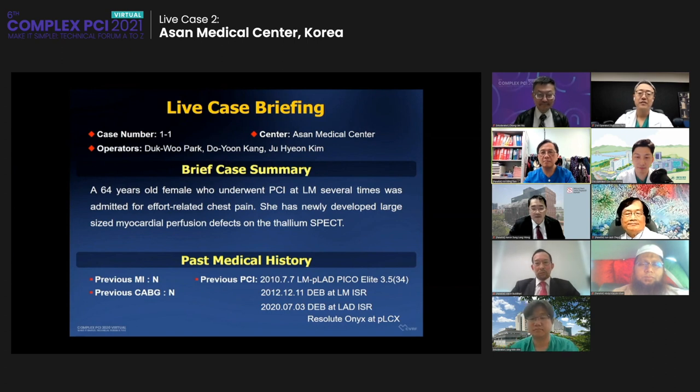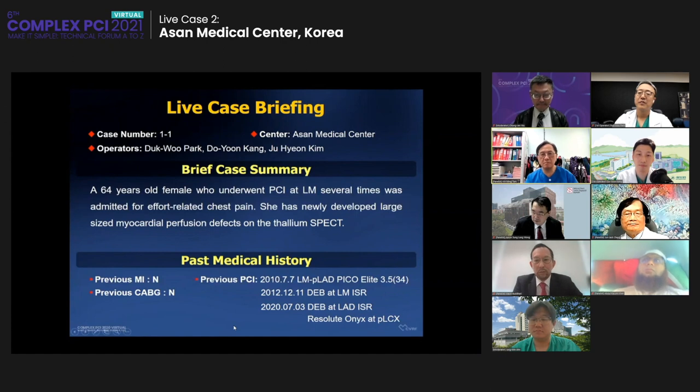Ten years ago, she underwent a left main crossover stenting at an outside hospital. Two years after that, we treated her first ISR with a drug-eluting balloon. She was doing fine until last year, when we found the second ISR, which was a CTO at the proximal LAD. So we performed a PCI, reverse crush.